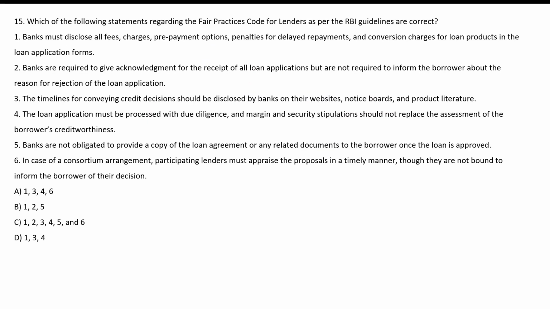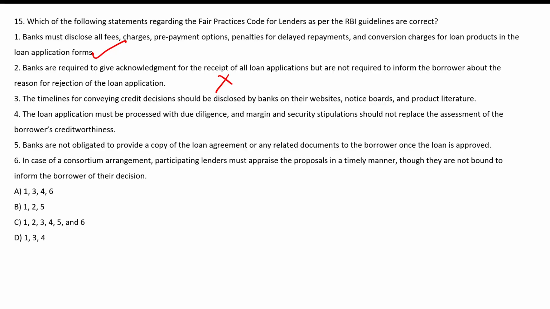Which of the following statements regarding the Fair Practice Code for lenders as per RBI guidelines are correct? Banks must disclose all fees, charges, prepayment options, penalty for delayed repayments, conversion charges for loan product in the loan application form. So this is correct. Banks are required to give acknowledgement for the receipt of all loan applications, but are not required to inform the borrower about the reasons for rejection. No, they are also required to inform about the reasons. So this is not correct.